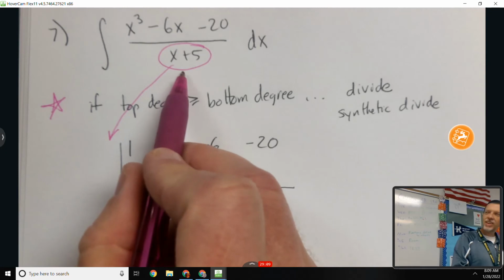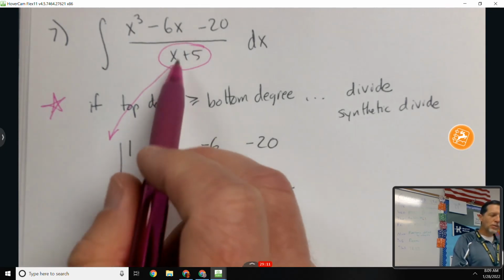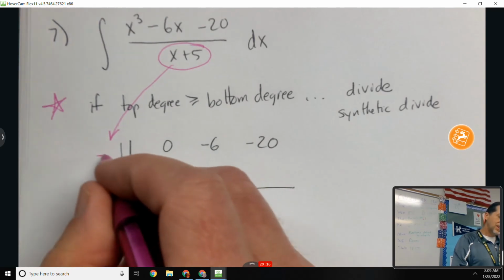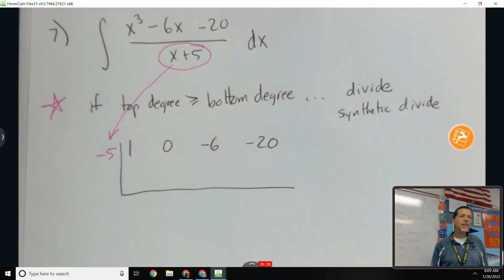If x plus 5 is a factor, what would the 0 be? So we've got to change that sign to do it. You haven't done this in a long time, is that right? That's correct.